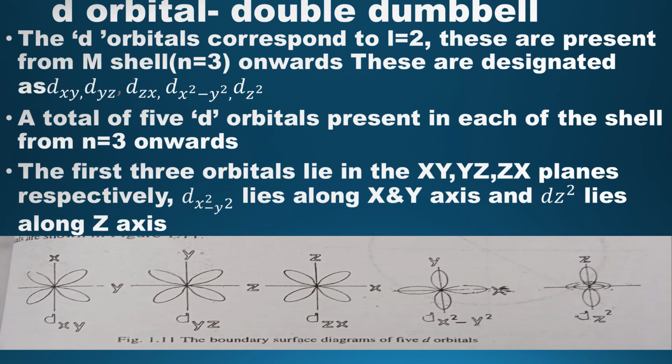The first 3 orbitals dxy, dyz, dzx lie in the xy, yz, zx planes respectively. The orbital dx²−y² lies along x and y axis. The dz² orbital lies along z axis. The orientations of these orbitals are shown in the figure. Children, see the diagram. 5 d orbitals are there: dxy, dyz, dzx, dx²−y² and dz².